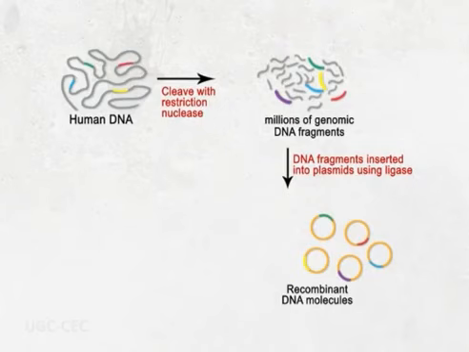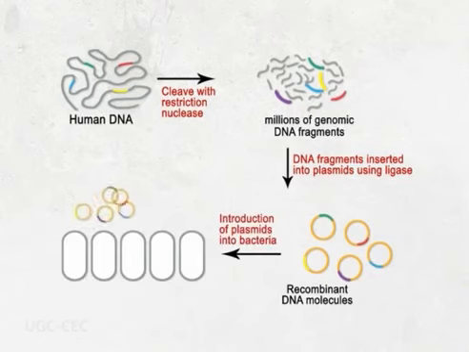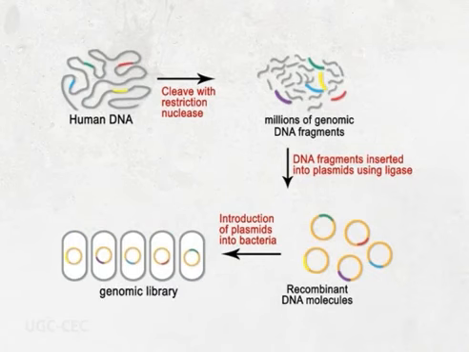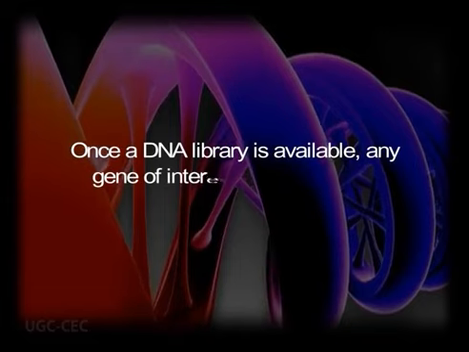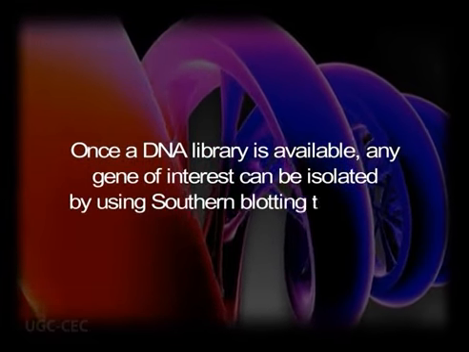These DNA fragments are then inserted into a suitable vector to create recombinant DNA molecules. The recombinant vectors, each carrying a specific gene, are then transferred to suitable bacterial cells. The transformed bacteria are then cultured and after some time thousands of bacterial colonies are produced, each colony representing a specific gene. In this way, all genes of an organism are in the form of bacterial colonies, which is known as a DNA library. Once a DNA library is available, any gene of interest can be isolated by using the Southern blotting technique.